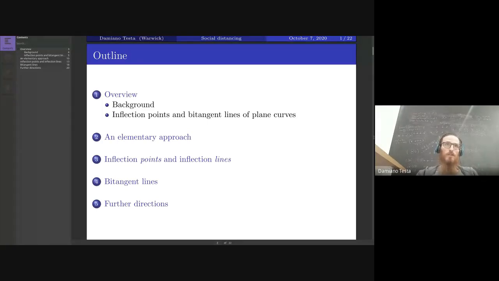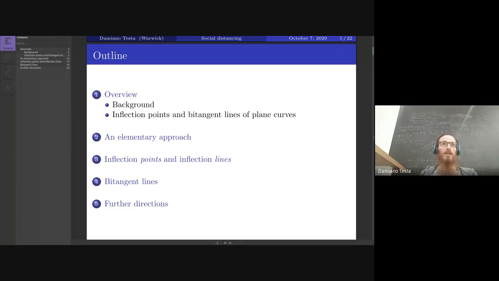All right, so this is the outline for the talk. I'm going to start with some overview and talking about background, trying to explain all the names that I will talk about later. In particular, I'll give examples of inflection points and bitangent lines of plane curves. Then I'm going to move on to elementary approaches for computing bitangent lines and inflection points.